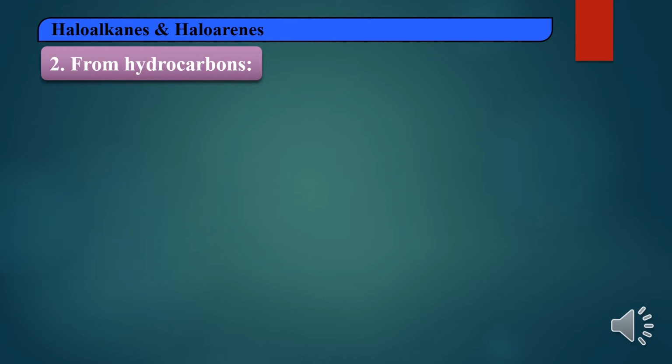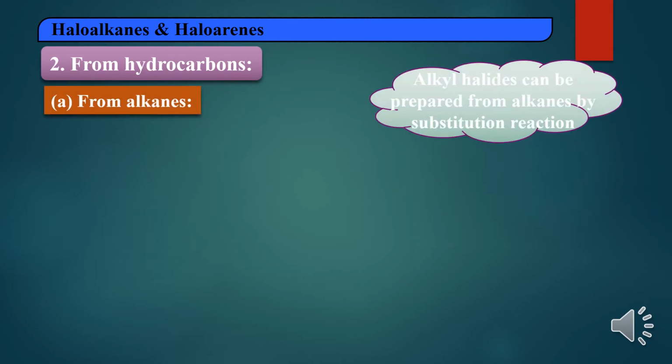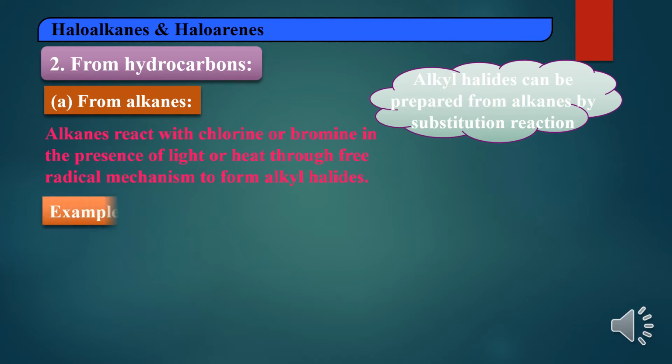Now the second one, from hydrocarbons. First, from alkanes. Alkyl halides can be prepared from alkanes by substitution reactions, in which alkanes react with chlorine or bromine in presence of light or heat through a free radical mechanism to form alkyl halide. It is also called a free radical mechanism reaction, or a photochemical reaction.